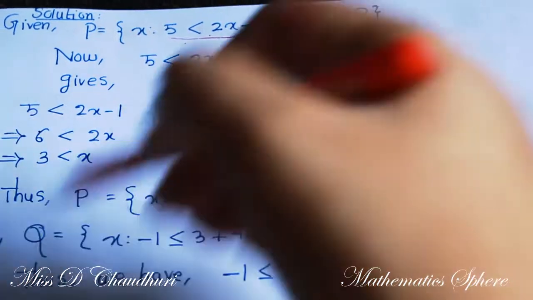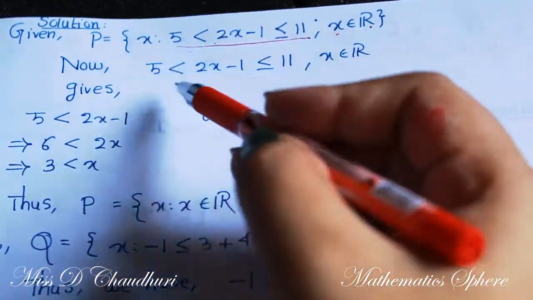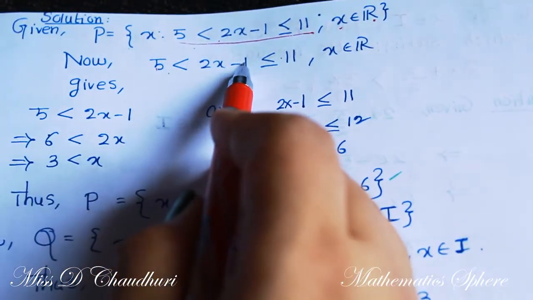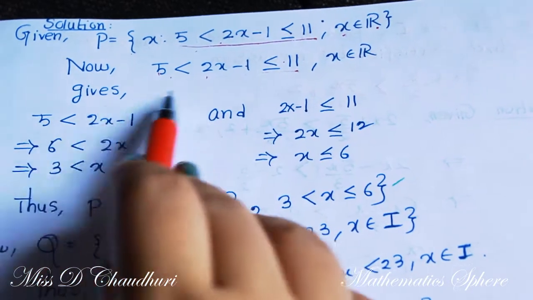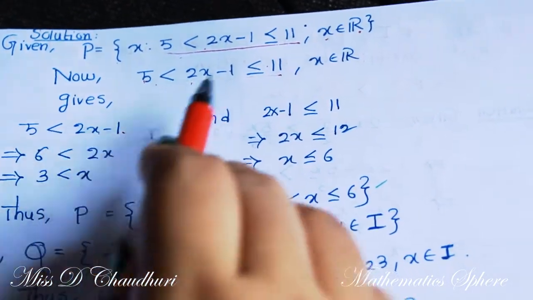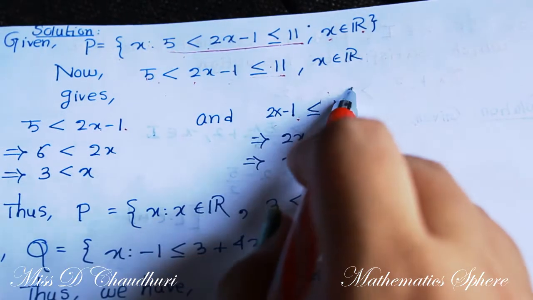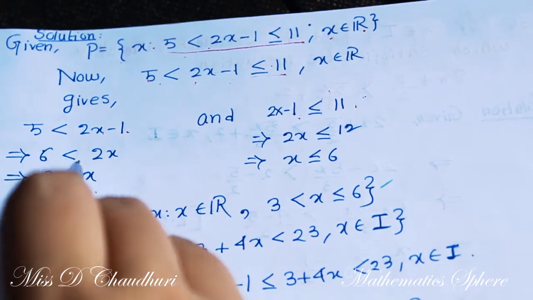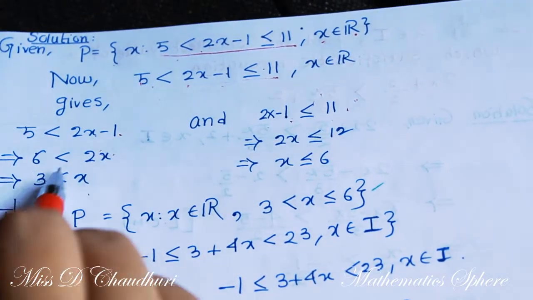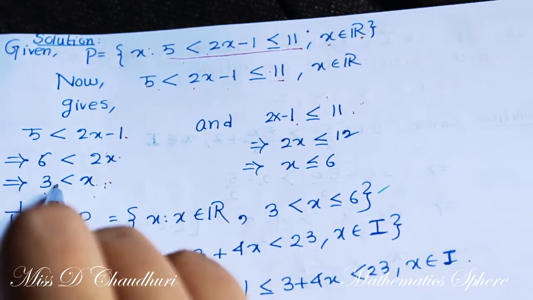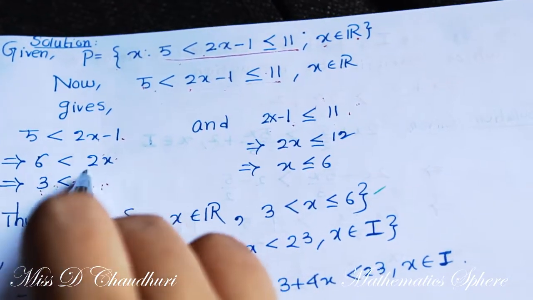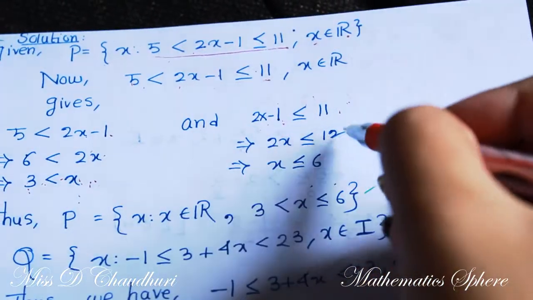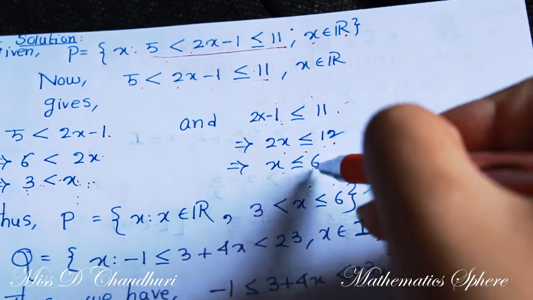Now you forget about Q. From this one, we see that two combined inequalities are given. So you separate this part and again you separate this part. This part gives you 5 less than 2x minus 1, and this part gives you 2x minus 1 less than or equal to 11. From here, when you shift the minus 1 to that side, 6 less than 2x, ultimately when 2 is divided, 3 less than x. So we get that 3 is less than x, or x is greater than 3. This part has been solved. Now this part, 2x minus 1 less than or equal to 11, so 2x is less than or equal to 12 and x is less than or equal to 6.